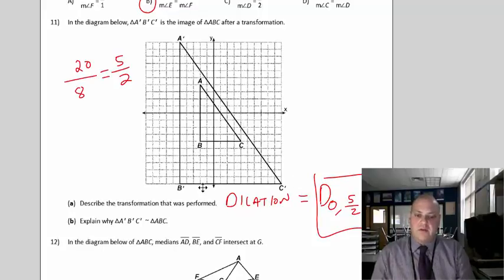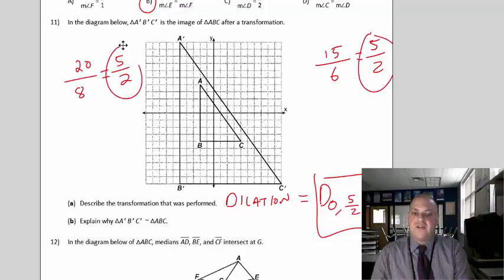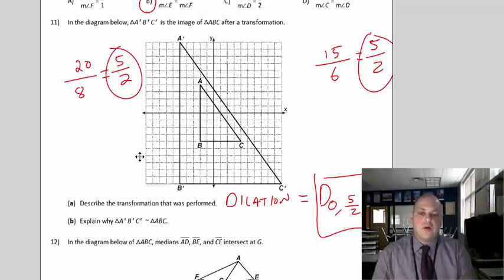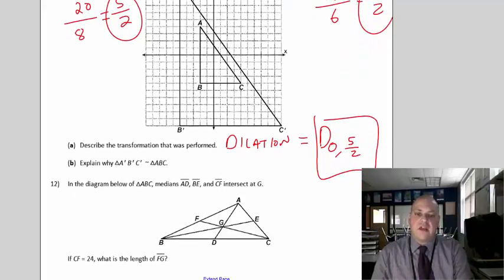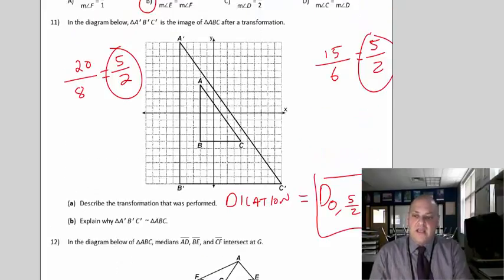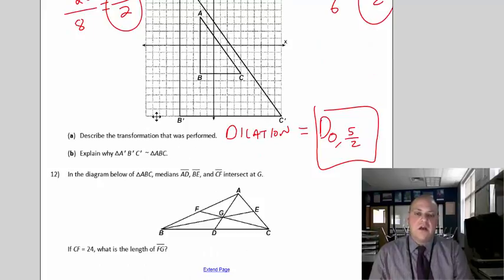You could have counted B to C, right? 1, 2, 3, 4, 5, 6, 7, 8, 9, 10, 11, 12, 13, 14, 15. 1, 2, 3, 4, 5, 6. 15 to 6 is also 5 to 2. All right, so that reduces to a 5 to 2 ratio. Once you get that, that'll be the scale factor of the dilation. Explain why they are similar. Okay, sides are proportional.